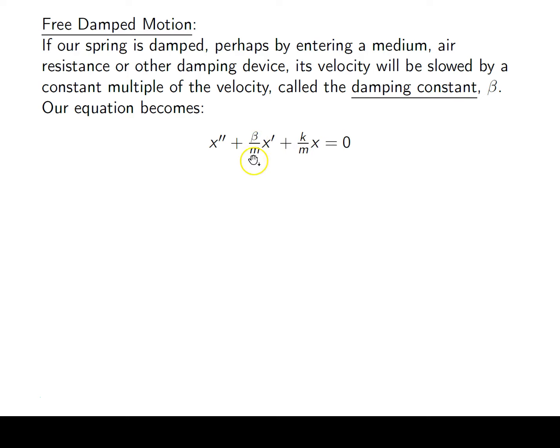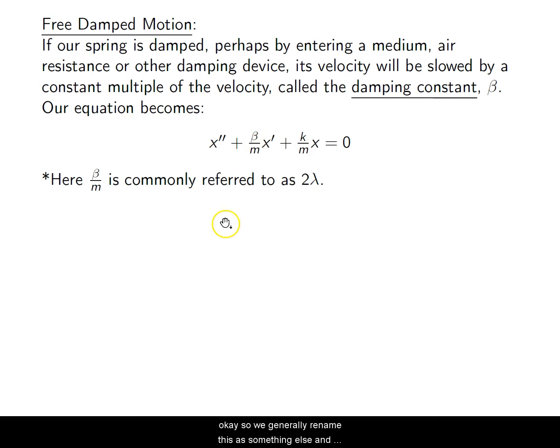This value here has a very common name, just like this is called omega squared. We generally refer to this as 2 lambda, okay? So we generally rename this as something else, and we rename this as something else, which makes it kind of helpful because now we have something that looks a little bit more similar to a perfect square, right? When we form an auxiliary equation, because we have a square over here, we have a 1 over here, and then we have a 2 times some other value over here. So it makes it easy to derive the math and the solutions.